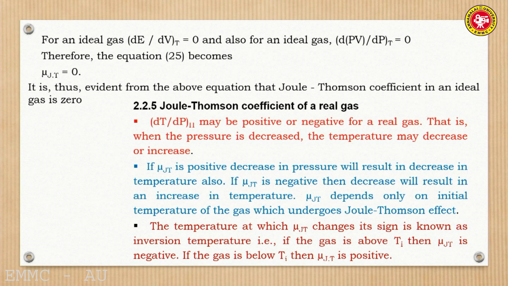μJT depends only on the initial temperature of the gas which undergoes the Joule-Thomson effect. The temperature at which μJT changes its sign is known as the inversion temperature. That is, if the gas is above Ti, then μJT is negative. If the gas is below Ti, then μJT is positive.